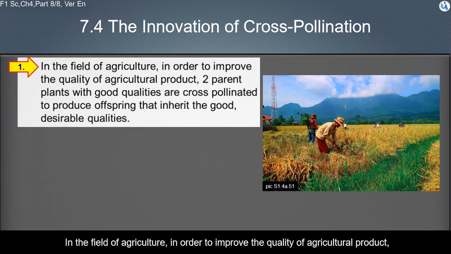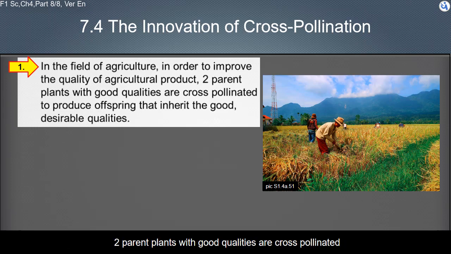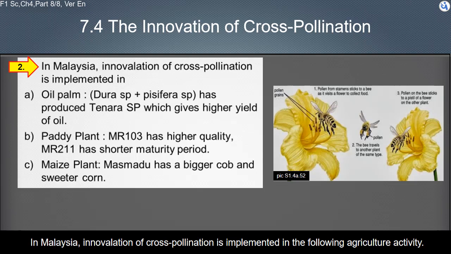In the field of agriculture, in order to improve the quality of agricultural products, 2 parent plants with good qualities are cross-pollinated to produce offspring that inherit the good, desirable qualities. In Malaysia, innovation of cross-pollination is implemented in the following agriculture activities.